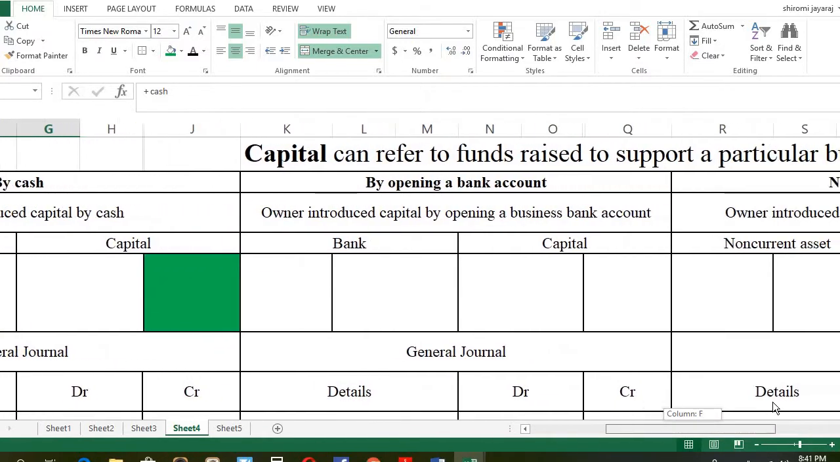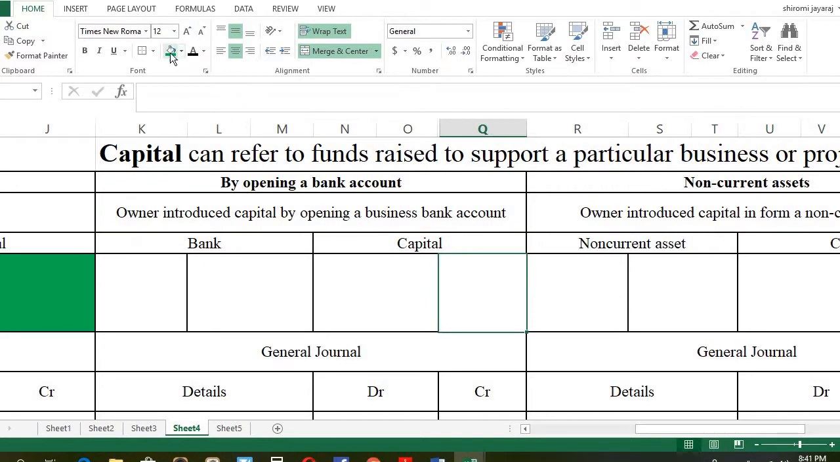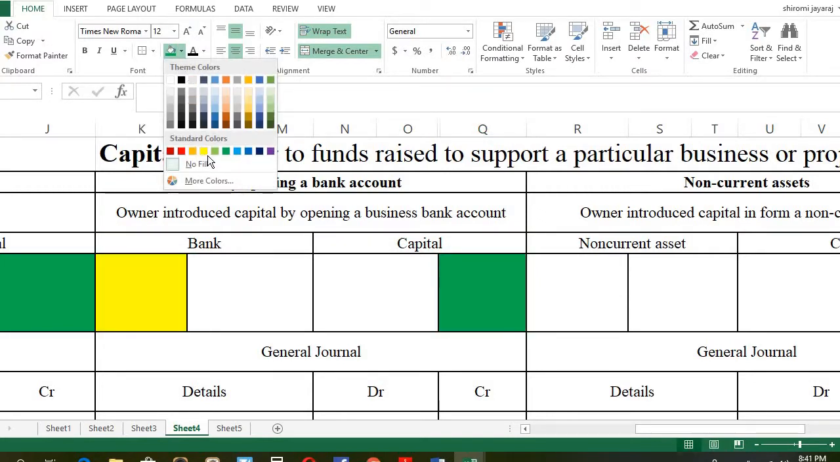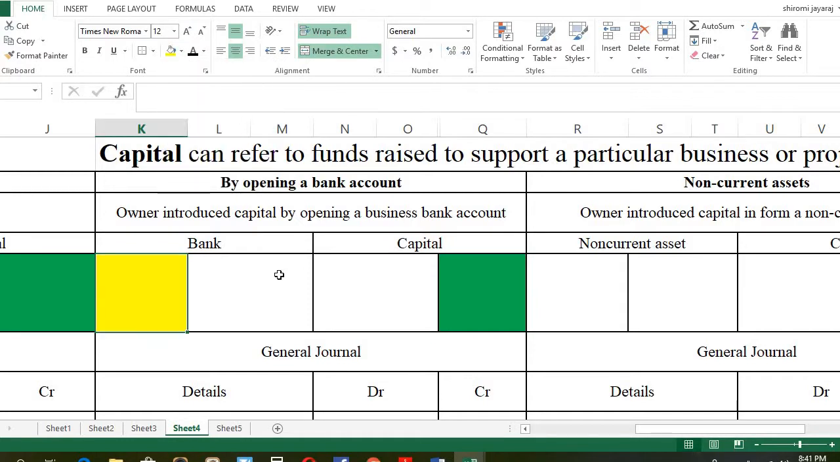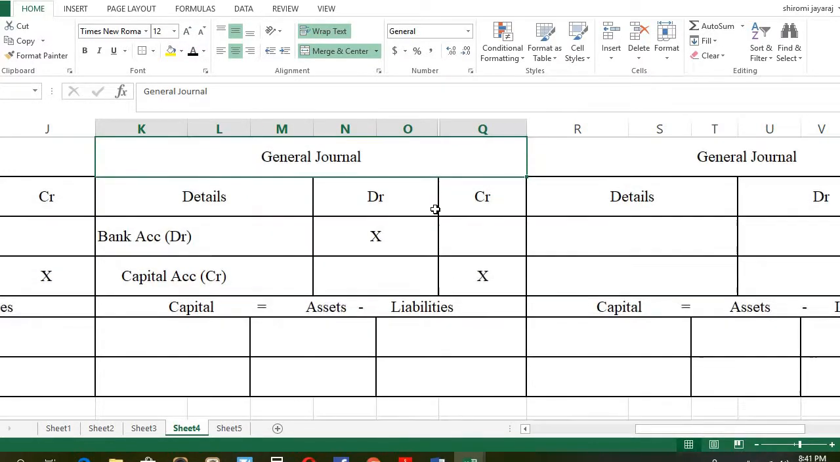Now let's move into the second one, which is owner introduced capital by opening a business bank account. In this case, you credit the capital and you debit the bank. So how would this double entry reflect in the journal entry? Earlier we included cash account, but here bank account debit and then capital account credit. And of course there will be a change in the capital. You plus the amount, and then bank belongs to assets, therefore plus bank.